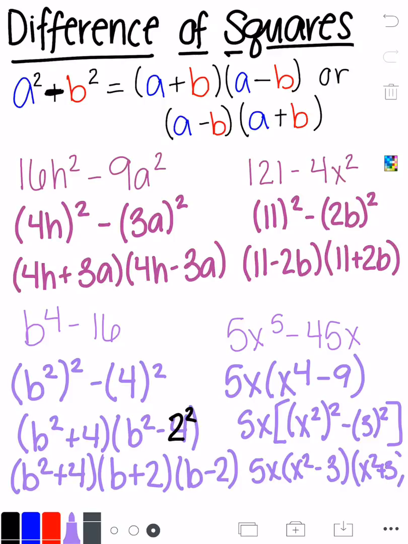And that is a couple different ways that we can solve the difference of squares. So basically we're looking at 16, 9, 121, 4, and 9 and 4 again down here, and we're looking at what is that as a square. And then we're just taking that number and then writing it in the form from the top of the equation.